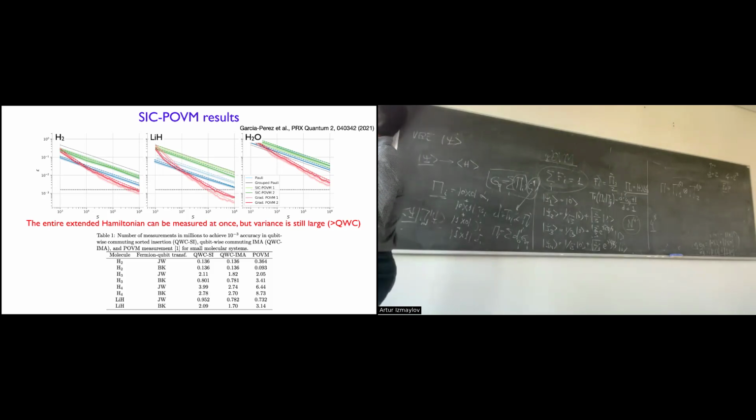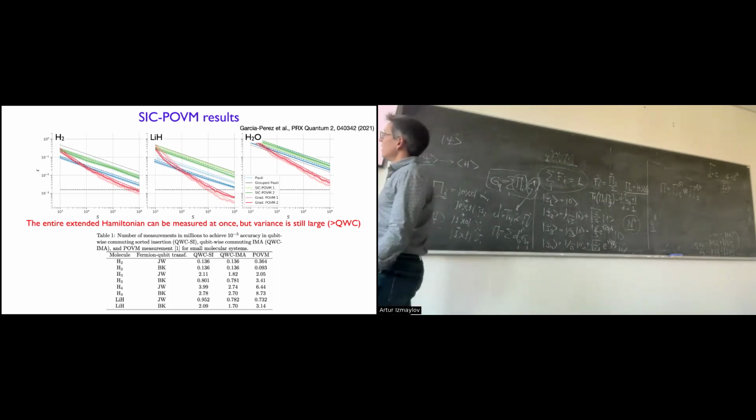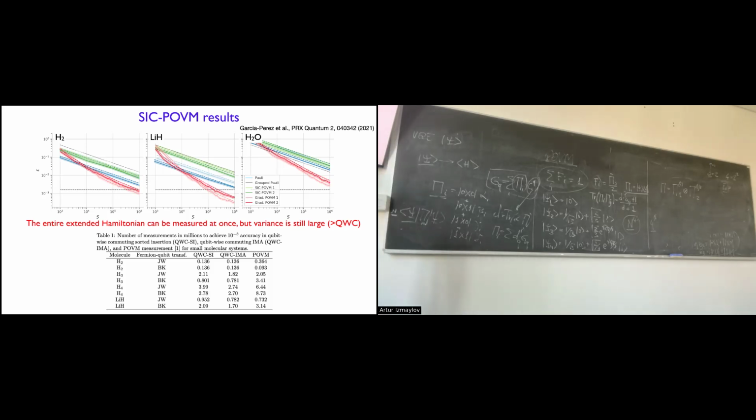Then a postdoc who has already kind of graduated from my group made this little table, where he studied, because this technique is demanding on classical resources, some small molecules in different encodings, and compared the number of measurements with QWC, with some optimization of the variance. As you can see, maybe here in lithium H, they are kind of winning.